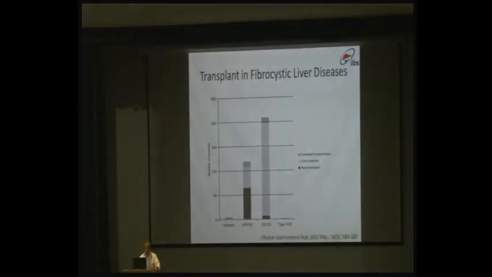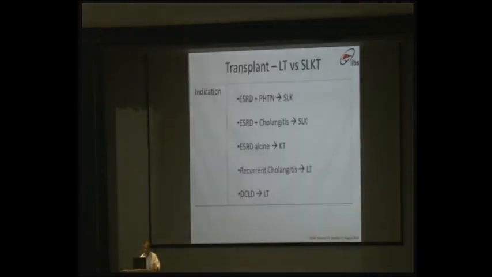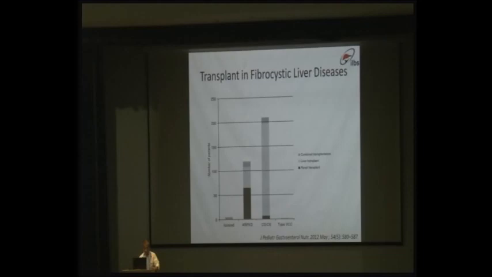So about the data on transplant, there may be different indications as shown here. If there is end-stage renal disease with portal hypertension, then simultaneous liver kidney transplantation. If renal disease with cholangitis, again simultaneous liver kidney transplantation. But if renal disease is alone, these patients may require isolated kidney transplant. If there is recurrent cholangitis or decompensated liver disease, then isolated liver transplant. So this is the data. ARPKD mostly requires renal transplant, whereas Caroli syndrome mostly requires isolated liver transplant.